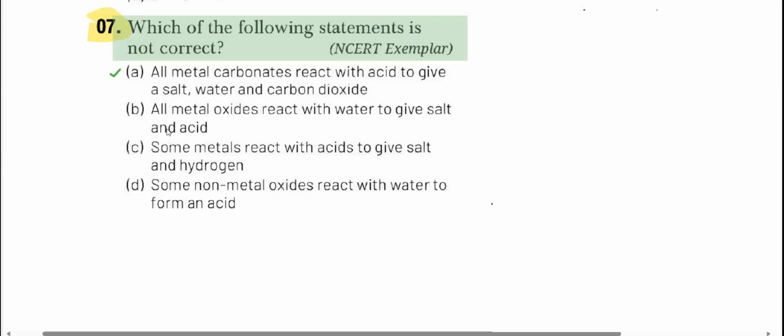Yeah, that's incorrect. The next one says that all metal oxides react with water to give metal salts. It never happens, right? Metal oxides are basic in nature, so they react with water to form metal hydroxides. Say any metal oxide, for example, if I take aluminum oxide, Al2O3, and it reacts with water, it will give you a metal hydroxide and not a metal salt. So this is an incorrect statement.